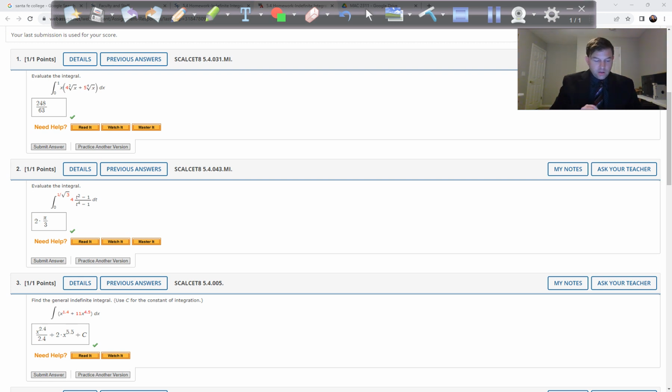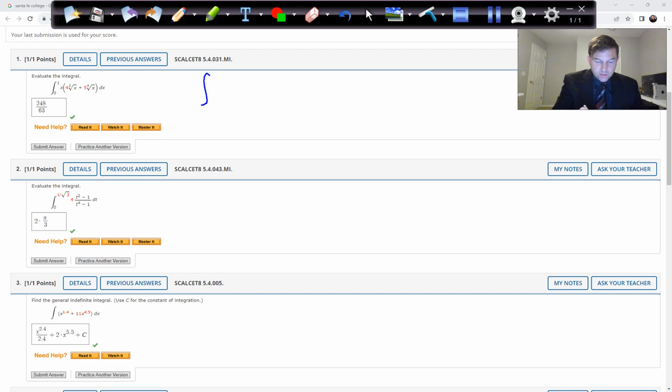Trigger your mind. Okay, problem 3 is going to be straight up, and this one is an indefinite integral, so we don't have numbers for the lower and upper limit. That means we're not going to get a solid answer at the end. We're going to have a constant of integration that shows up. So I have x to the 1.4, a decimal power, plus 11 times x to the 4.5, with respect to x.